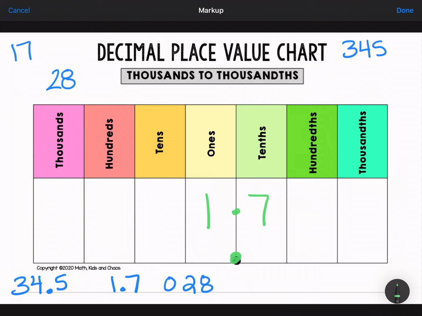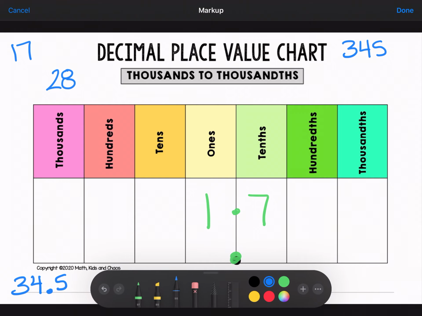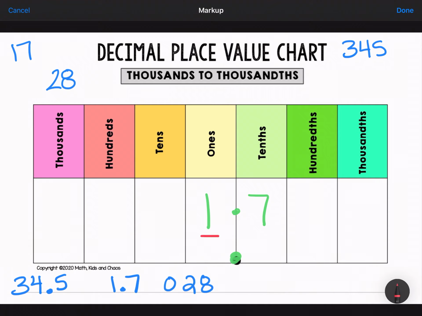I'm going to change color. You only have one one. You don't have enough of these right now to make another one. But what if I ask you how many tenths do you have? Could you break it apart and turn it into tenths? Absolutely. This could give you 10 more. So instead of 7 tenths, you'd have 17 tenths.